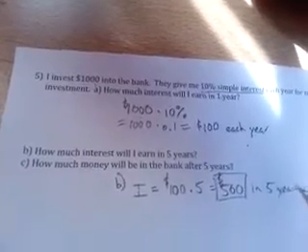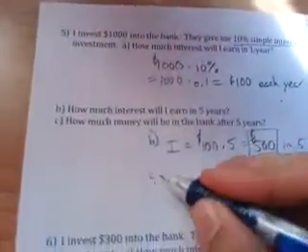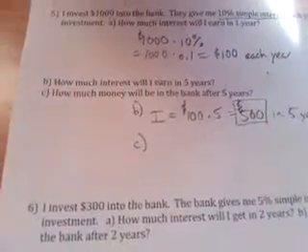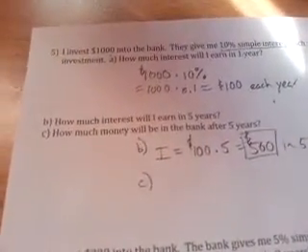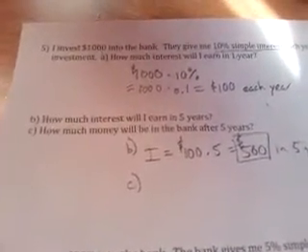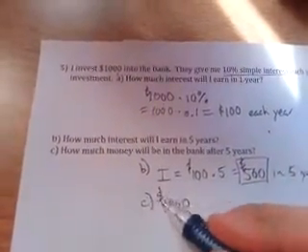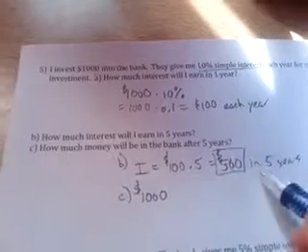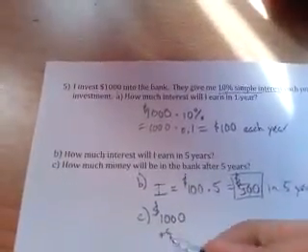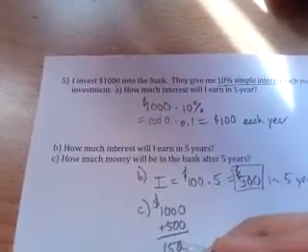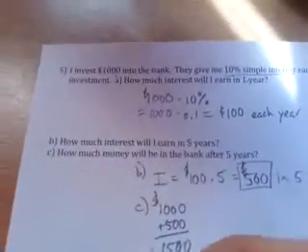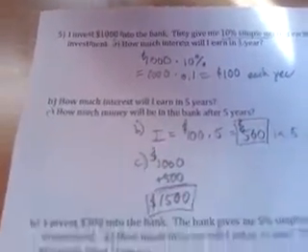But then what does part C say? Part C says, how much money will be in the bank after 5 years? Well, I already had $1,000 in there, and they gave me $500 in those 5 years. So I'm just adding 500, so therefore I have $1,500 in my bank. Awesome.